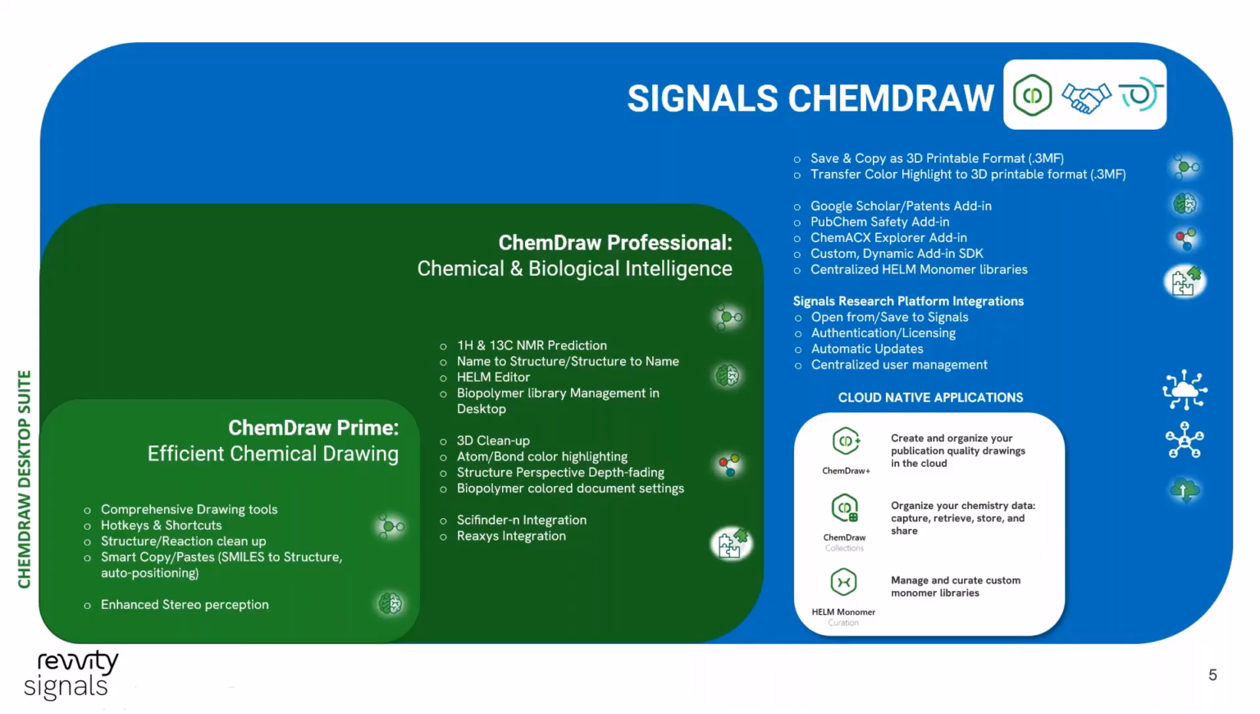Signals ChemDraw includes three cloud-native applications, like ChemDraw Plus, which is actually the cloud version of ChemDraw. You will also have an application called ChemDraw Collection that can help you to organize your chemistry data, store, and share them. The third application is the HELM monomer curation, which is dedicated to managing and creating custom monomer libraries. Signals ChemDraw is not a replacement of the ChemDraw desktop version. It actually includes ChemDraw Pro with a lot of things, as you can see here.